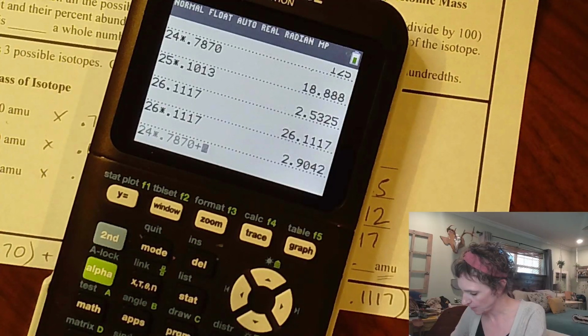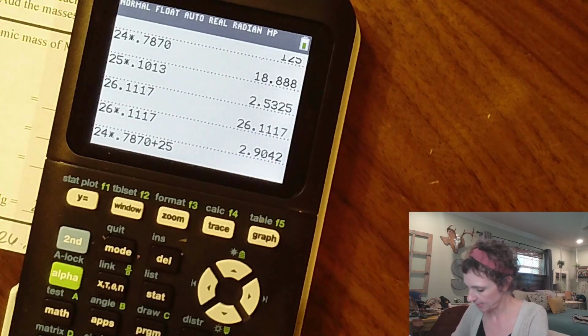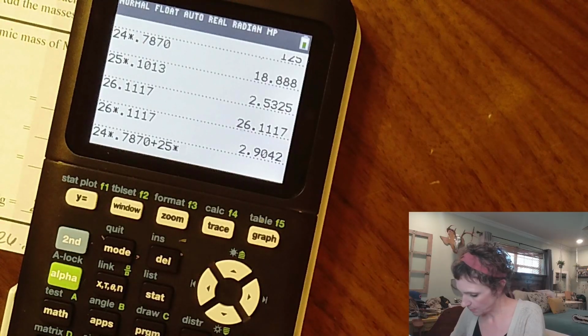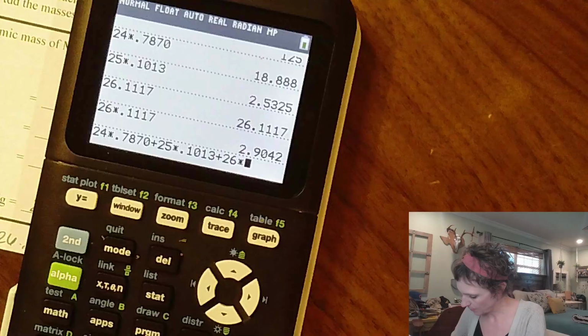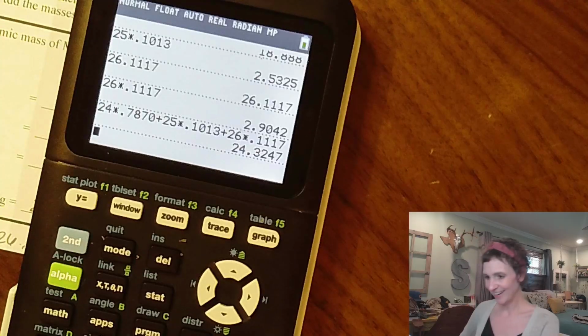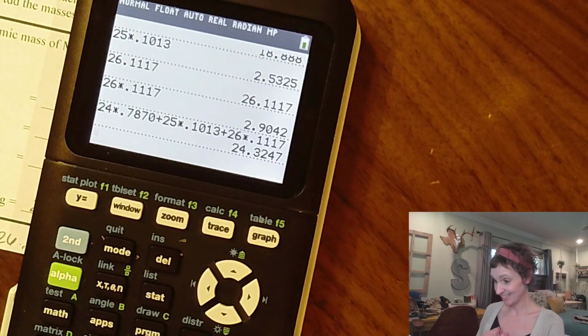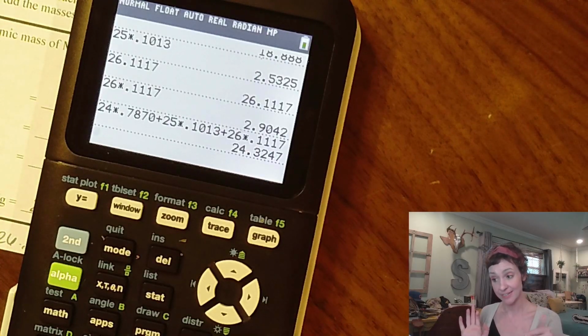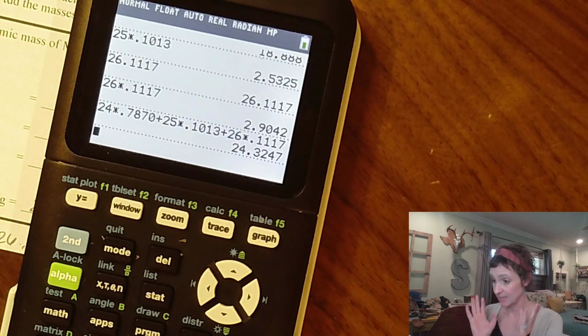Okay, so when I do that, if I type that in my calculator, I go 24 times 0.7870 plus 25 times 0.1013 plus 26 times 0.1117. Okay, cool. There it is. Same number. So that's amazing. That's my average atomic mass. Average atomic mass is represented, or rounded, to the hundredths place on my periodic table. So that's how I'm going to show it here.